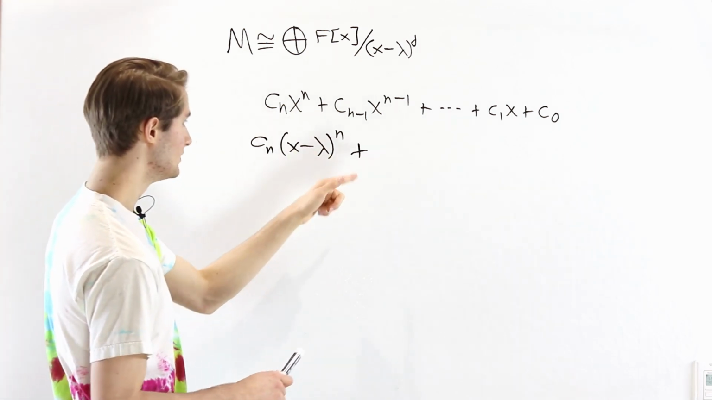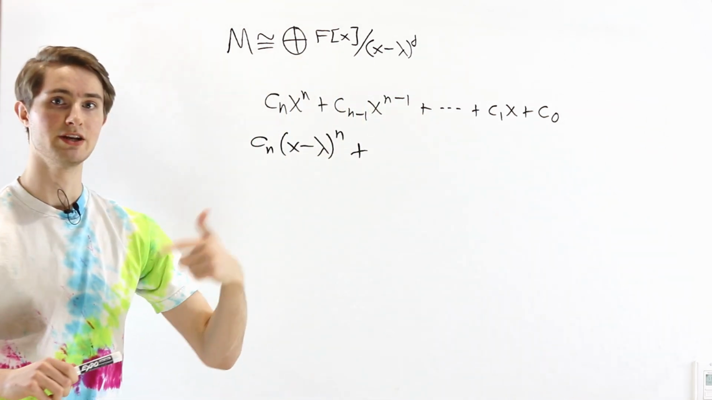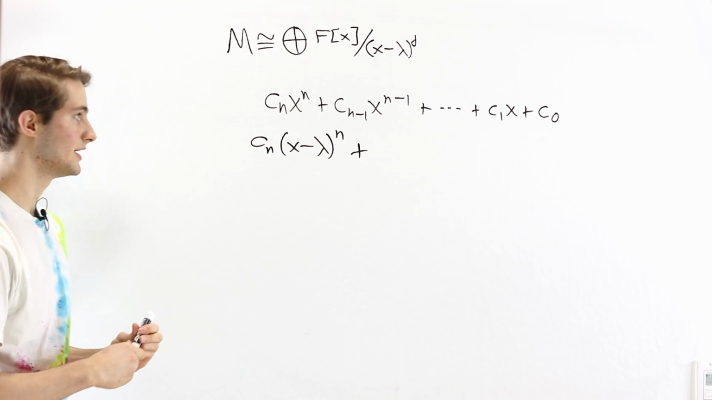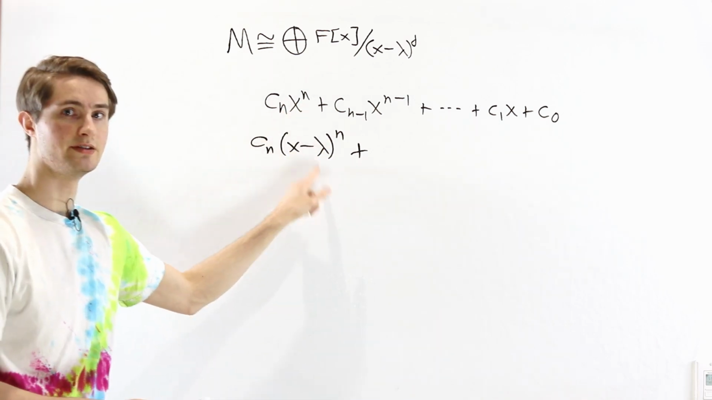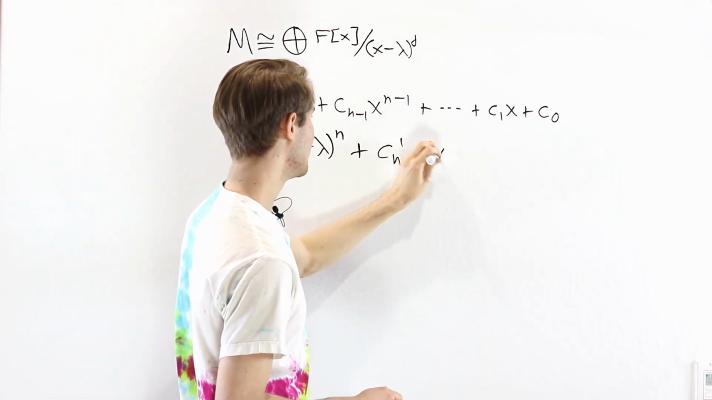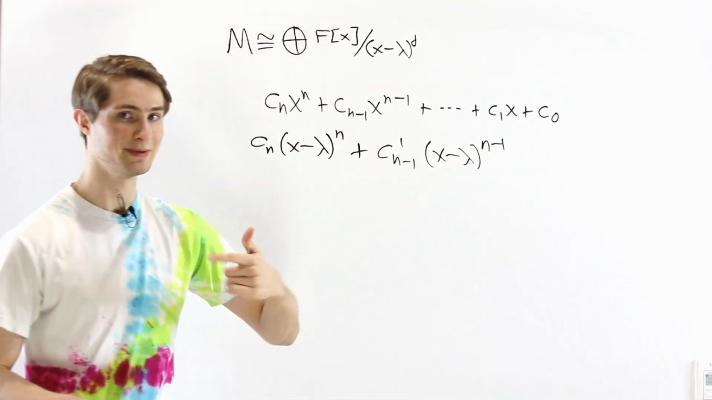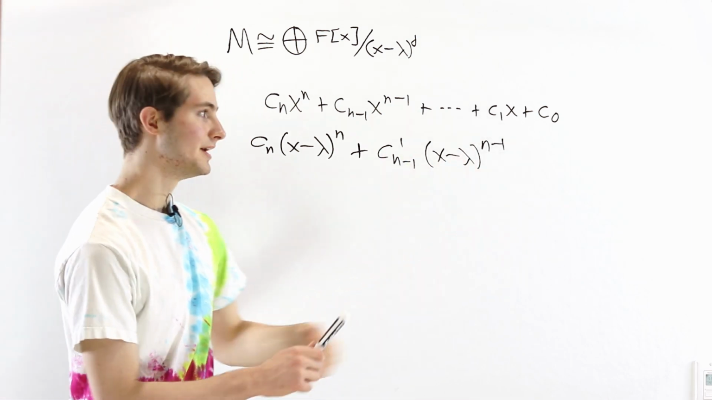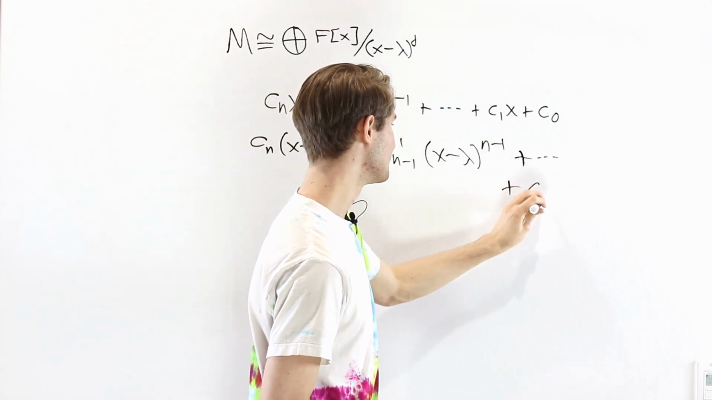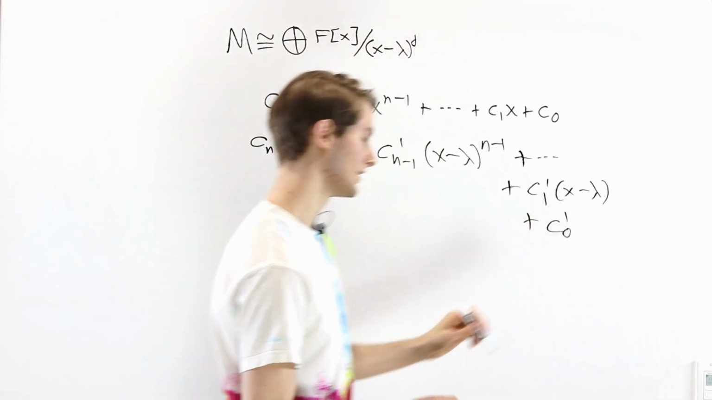And so once we have the polynomial over here that has degree n minus 1 or less, we can again do polynomial long division, and this time divide by (x minus lambda)^(n-1). So we'll have c_(n-1)' times (x minus lambda)^(n-1). And then the remainder is going to have degree n minus 2 or less. So we do it again, and then we keep doing this over and over again. Eventually we're just going to get down to the linear terms. We'll have c_1' times (x minus lambda), and then the remainder will just be a constant.